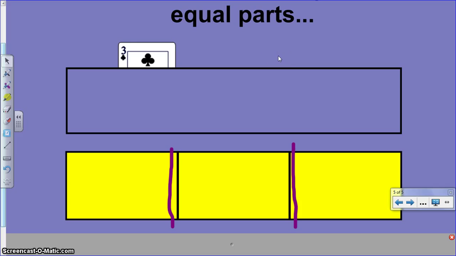So benchmark fractions are simple fractions: 1/2, 1/4, 3/4, 1/3, 2/3. Simple fractions that are easy for us to visualize and easy for us to use to describe stuff to other people. Okay? They're an estimation to help us describe parts of something.